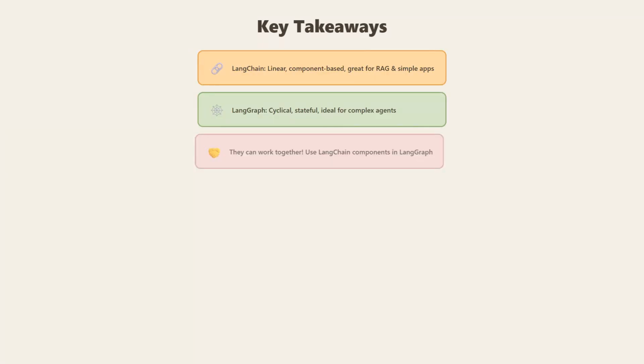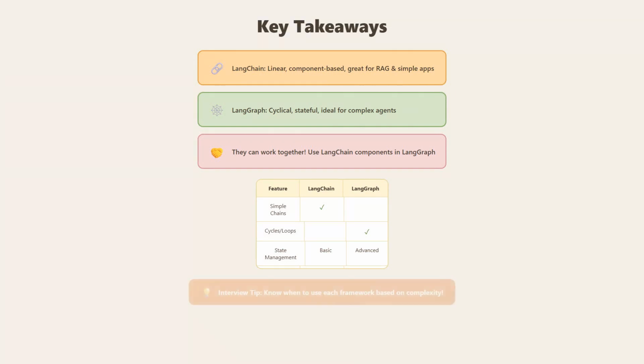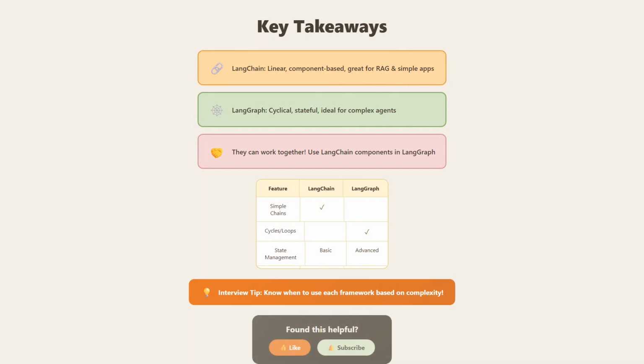Now, let's look at when LangGraph becomes the better choice. First, multi-agent systems. When you have multiple AI agents that need to collaborate, take turns, or hand off tasks to each other, LangGraph's graph structure makes this natural. Each agent is a node, and edges define how they communicate.